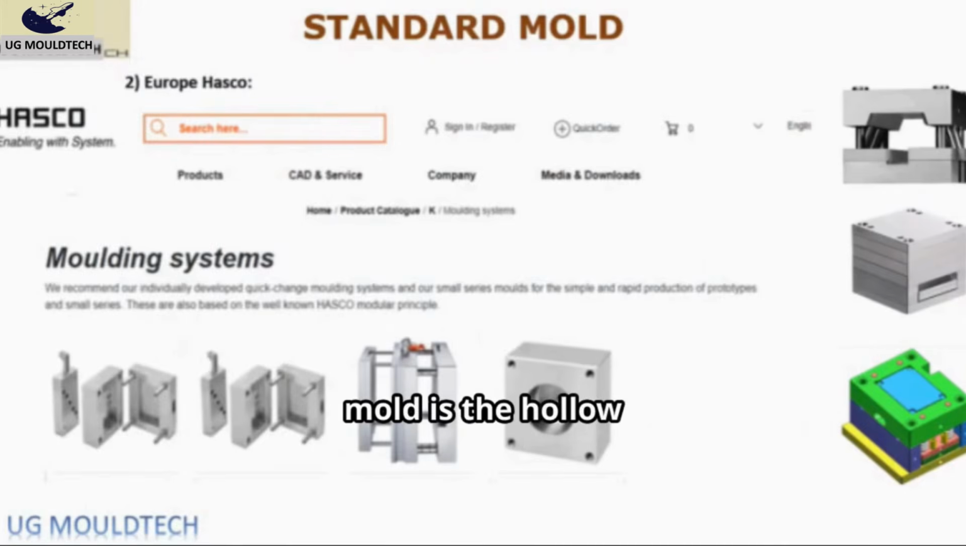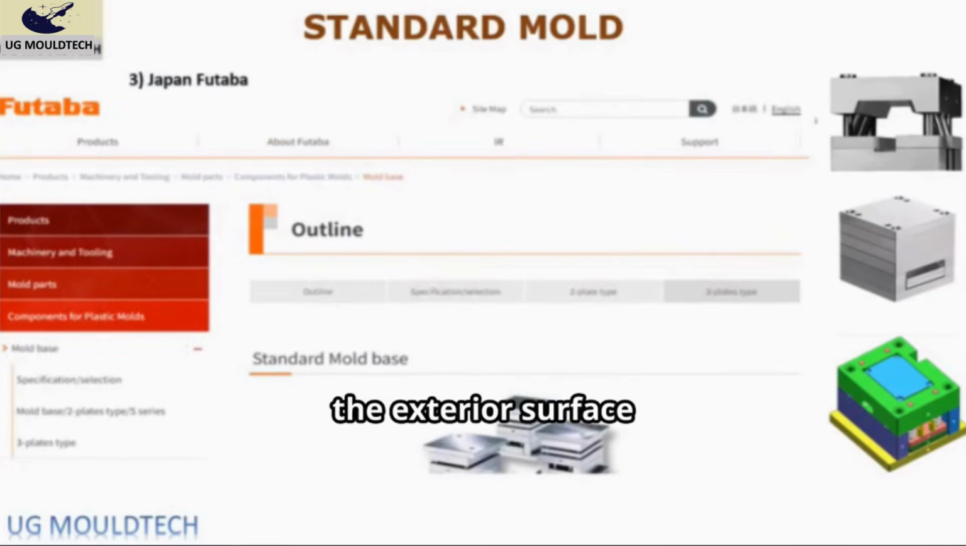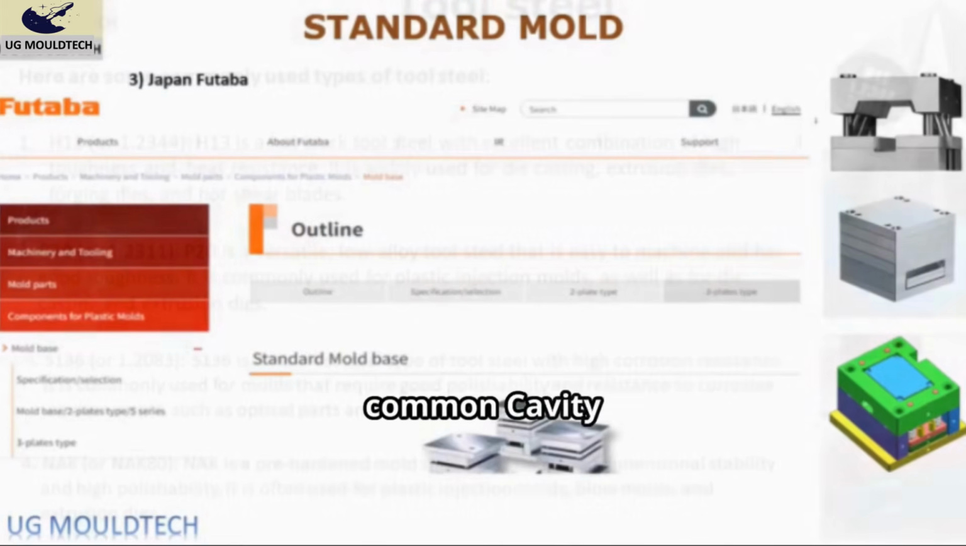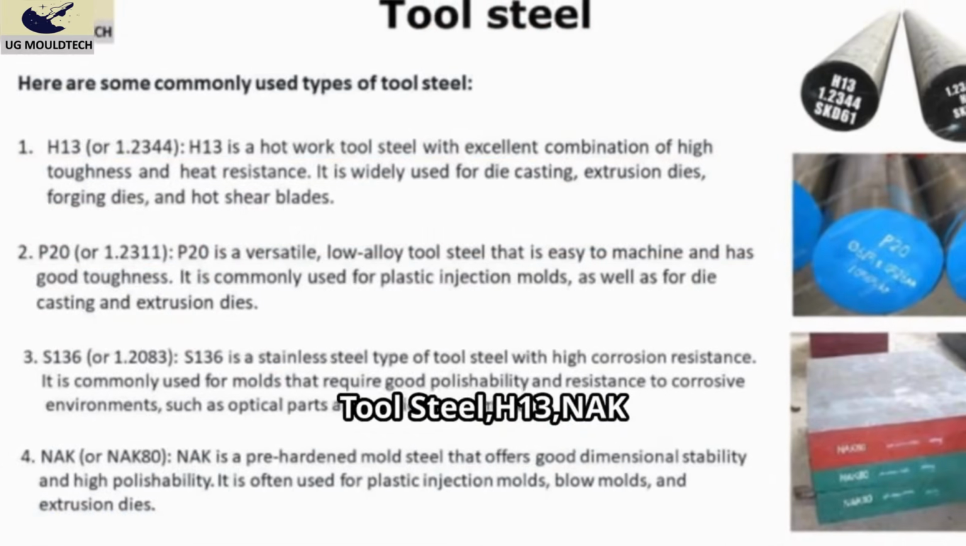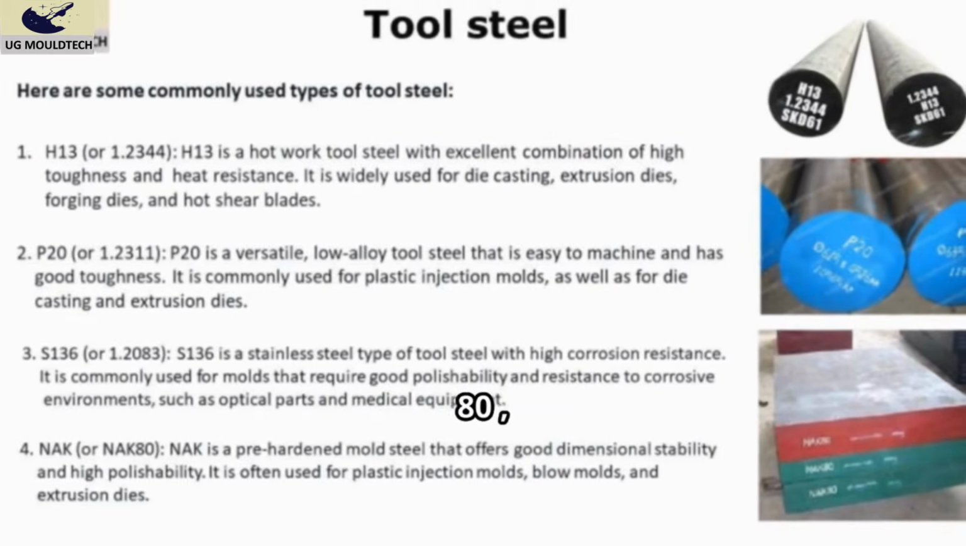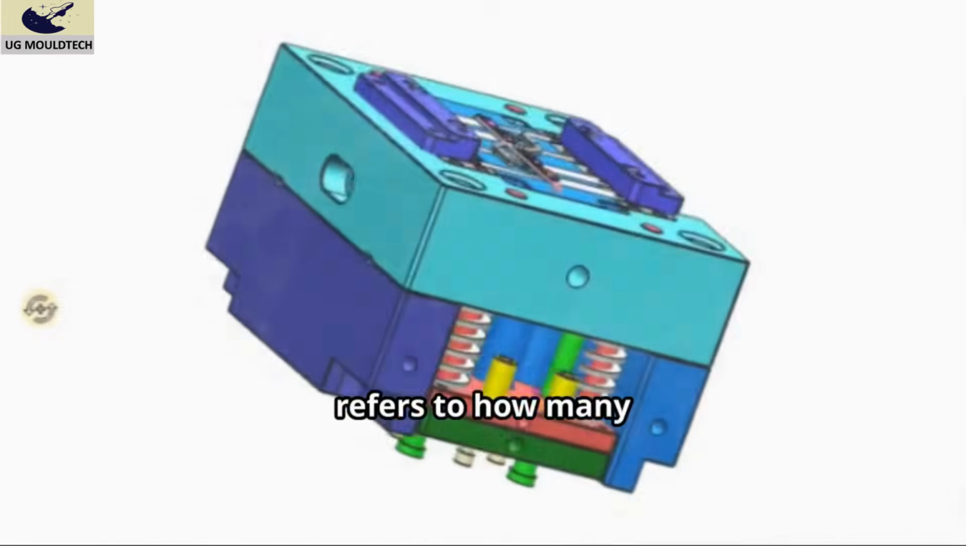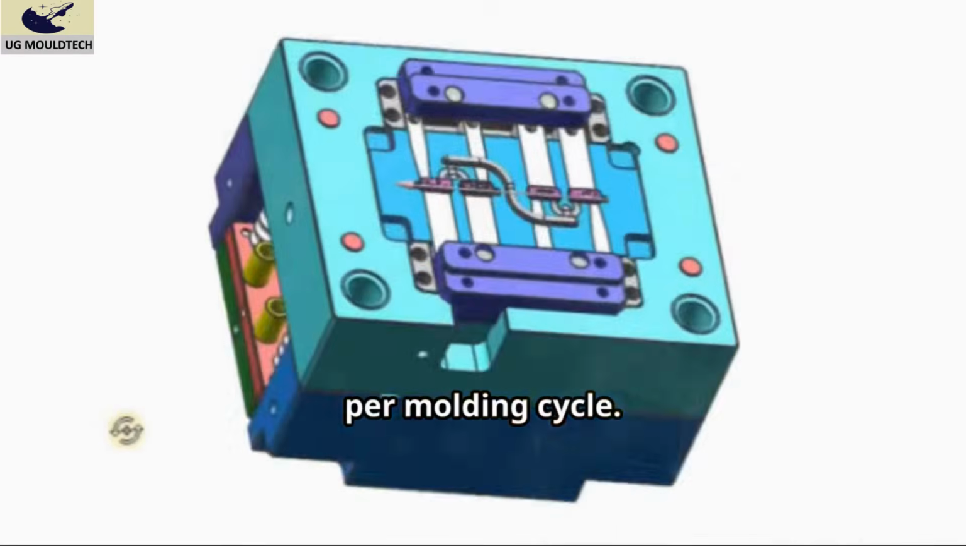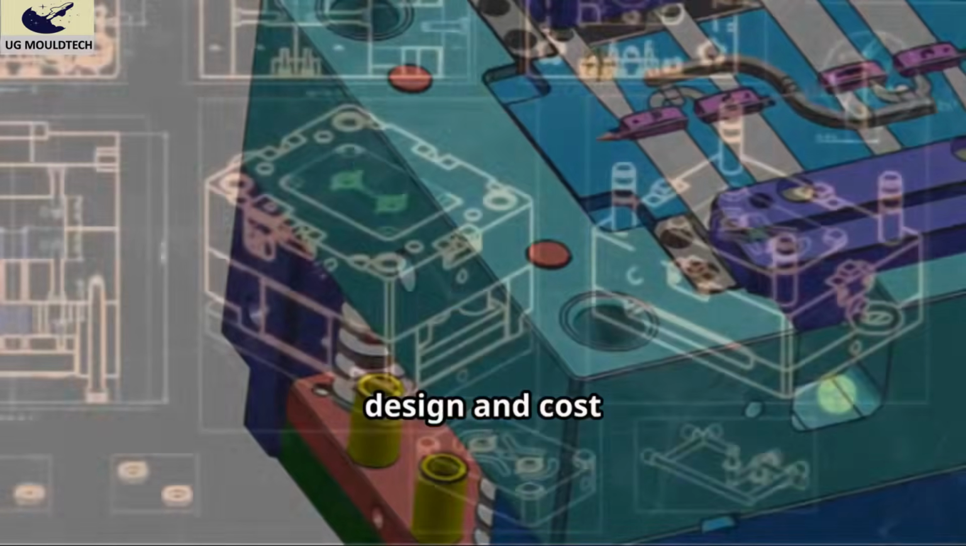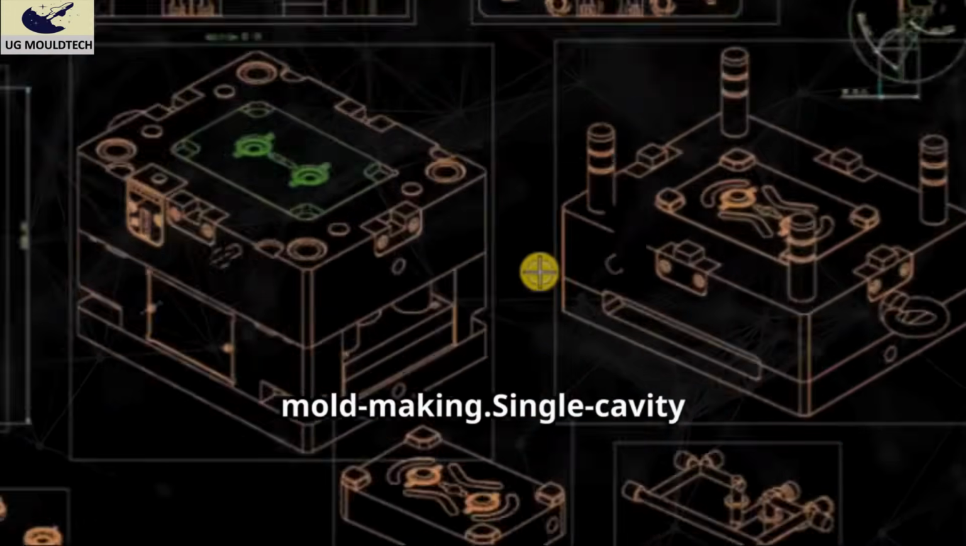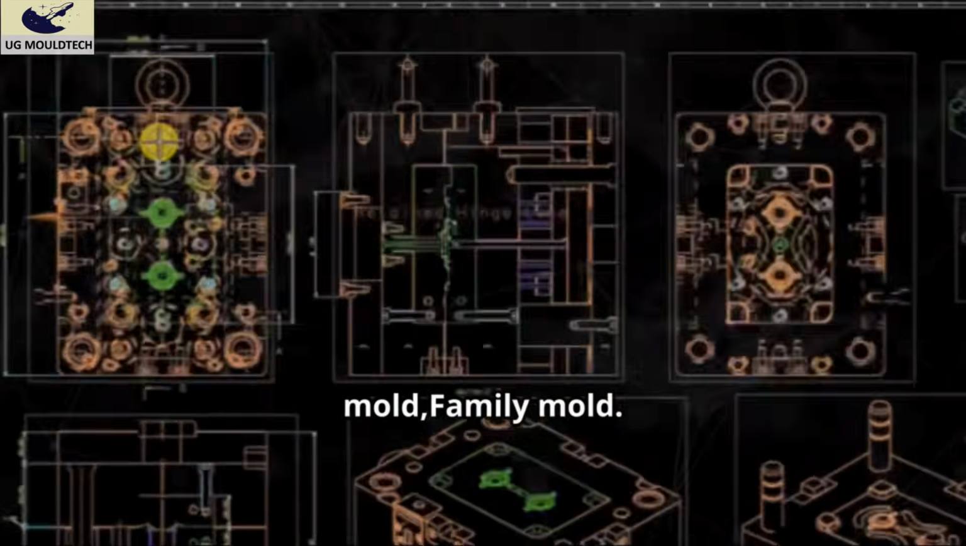The cavity in a mold is the hollow space that shapes the exterior surface of a molded part. Common cavity materials are P20 tool steel, H13 and NAC80. The number of cavities in a mold refers to how many parts are produced per molding cycle. It's one of the most important design and cost decisions in mold making. Single cavity mold, multi-cavity mold, family mold.